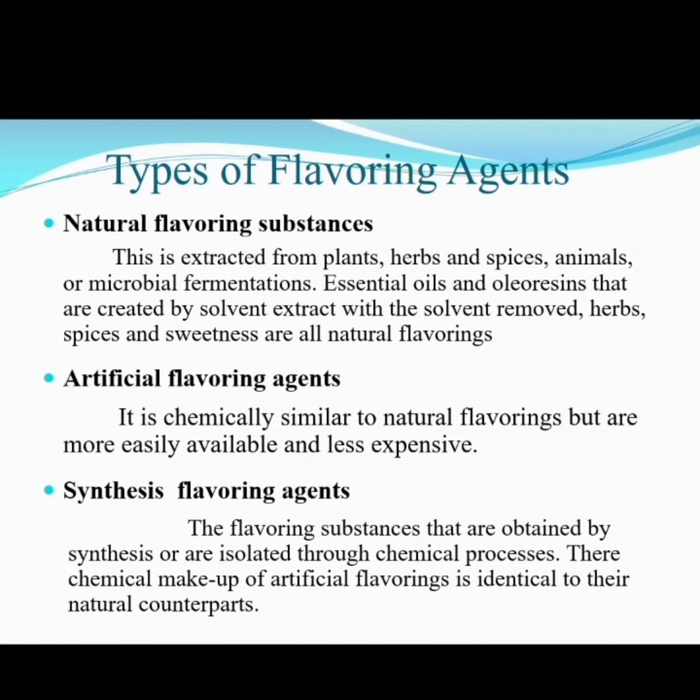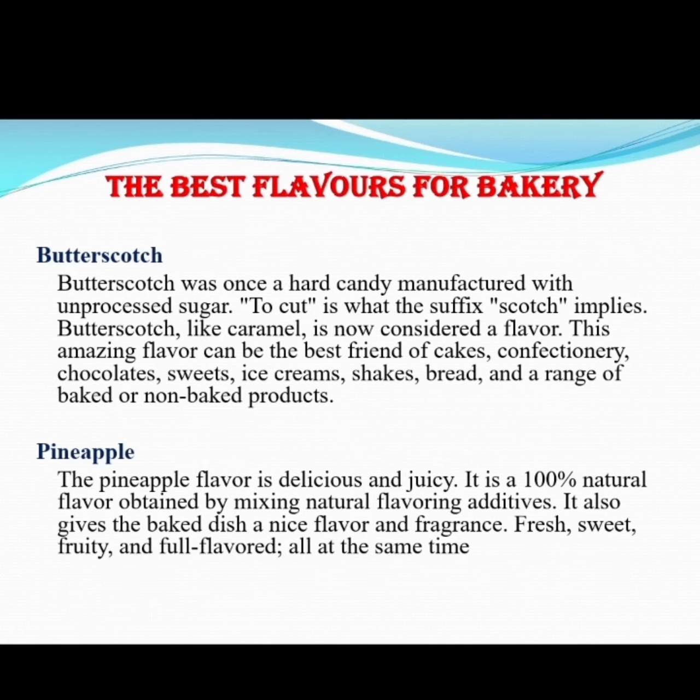Artificial flavoring agents are chemicals similar to natural flavorings but are more easily available and less expensive. Synthetic flavoring agents are flavoring substances obtained by synthesis or isolated through chemical processes. They are chemically made up to be identical to their natural counterparts. And then, the important flavoring agents used in bakery products.